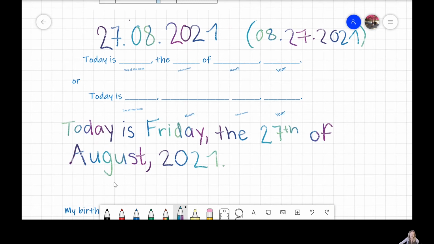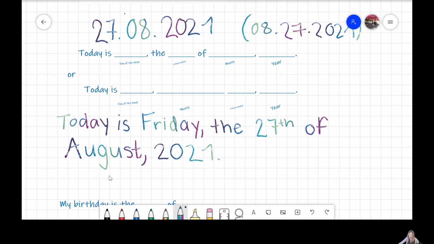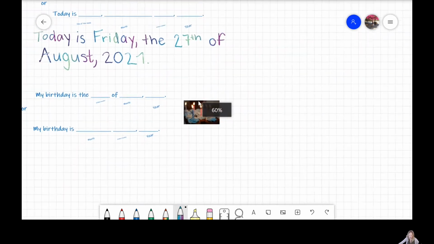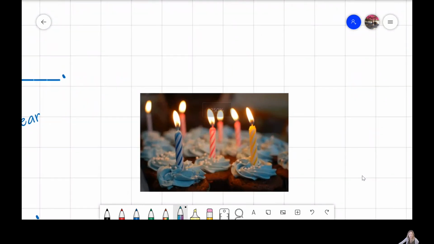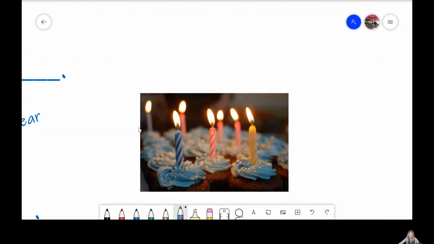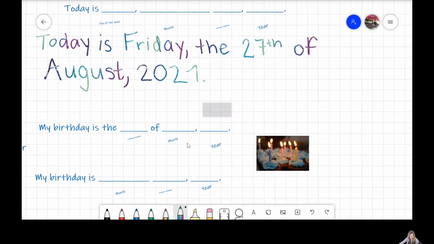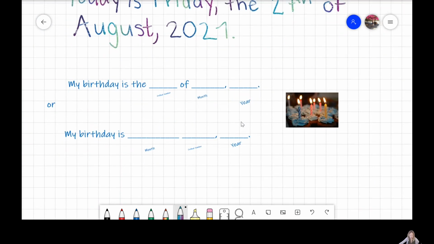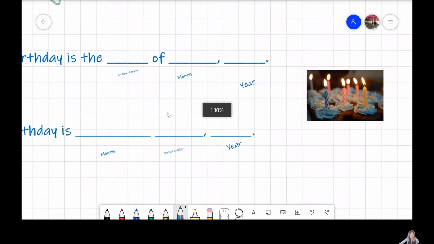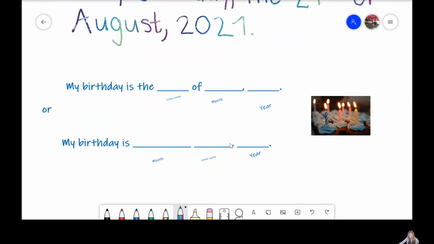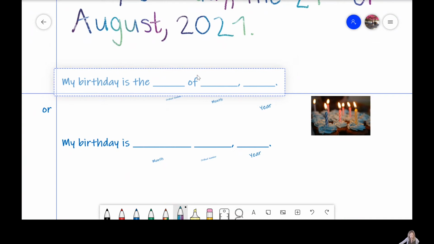The last part of the lesson today is a fun part. I'll give you a hint here. We're going to talk about birthdays. For birthdays, we also need an ordinal number. And the sentences are a little less complicated because normally you don't put the day of the week in there because every year your birthday is on a different day of the week.